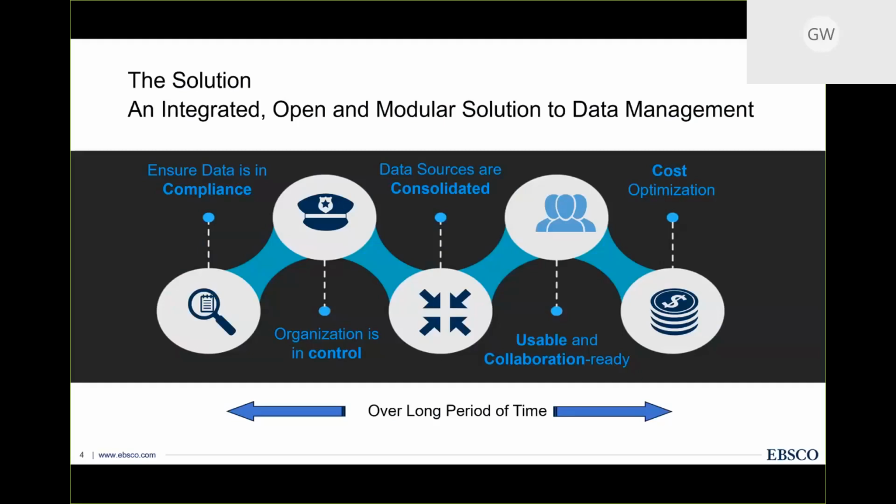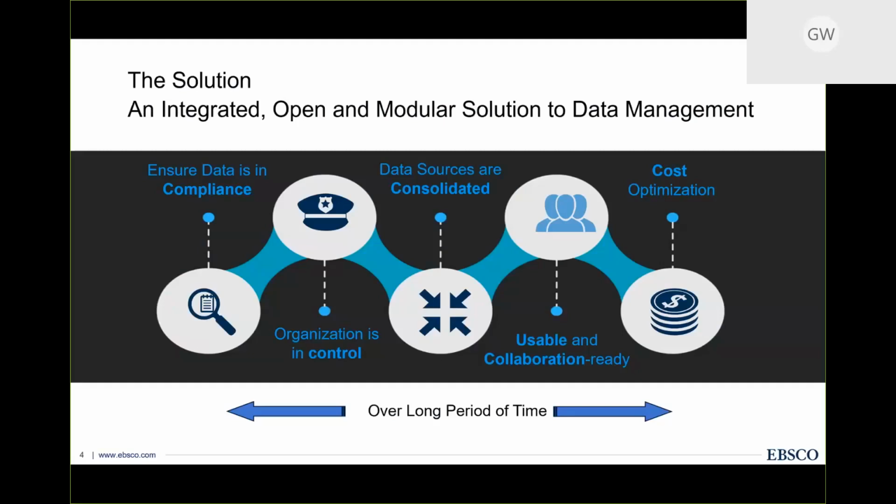Once we have it in compliance, we look at the next two, and they go a little bit hand in hand, the organization being in control and data sources being consolidated. By having it in control, we do often see organizations that have it spread across multiple systems. They may even have it spread across multiple vendors, specifically having things with CROs or other affiliated partners. By being able to bring it into a consolidated source, now having one location or one place for that content to be accessed and utilized.